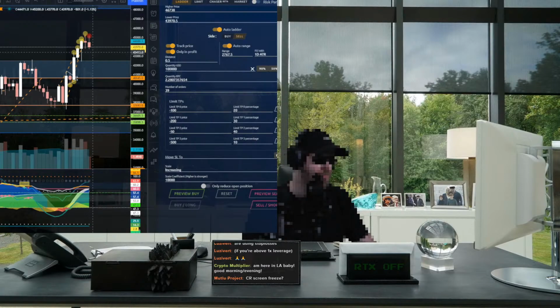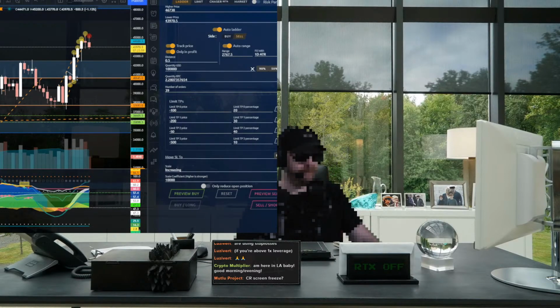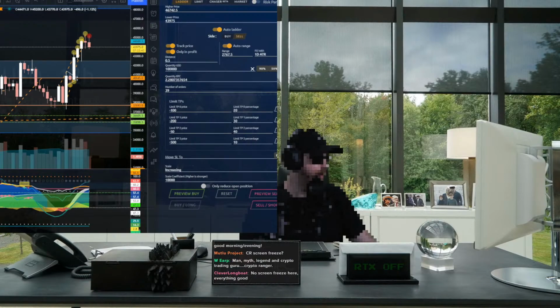Screen freeze? No, there's no screen freeze. I hope there's no screen freeze. Should be okay. Hey, you guys, let me know if there are issues with the screen. Should be fine. Looks fine over here.